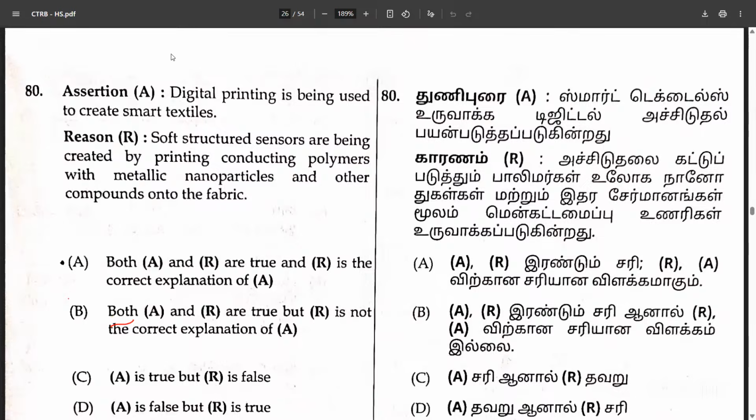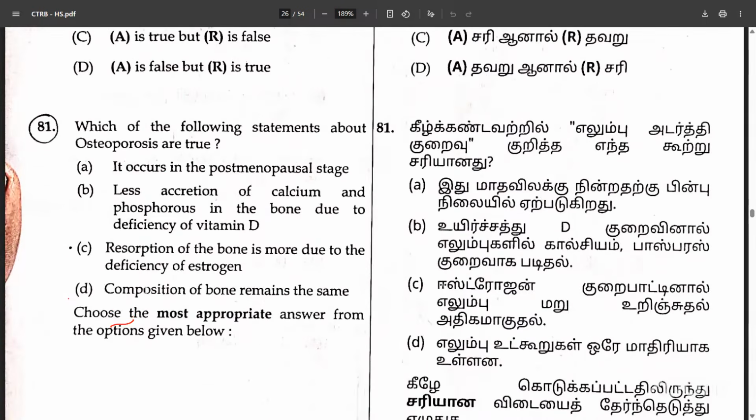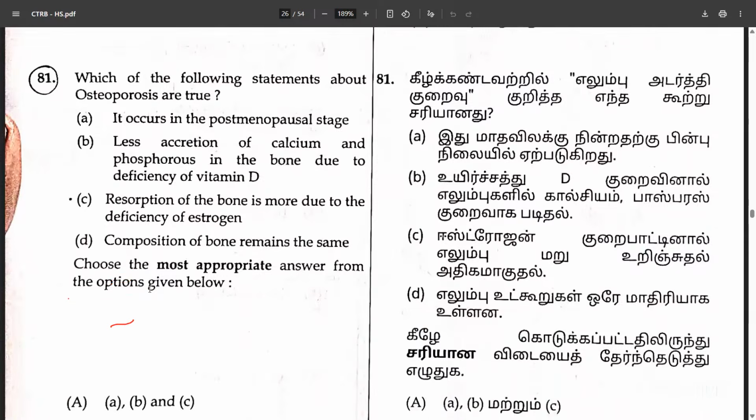Next is again assertion, and 80 question is assertion and reason based. Here digital printing is being used to create a smart textile. Soft structural sensors are being created by printing conducting polymers with metallic nanoparticles and other components onto the fabric. So for this, A is right, R is also true, and R is correctly explaining the assertion here. Digital print is used for the smart textile. That is correct.